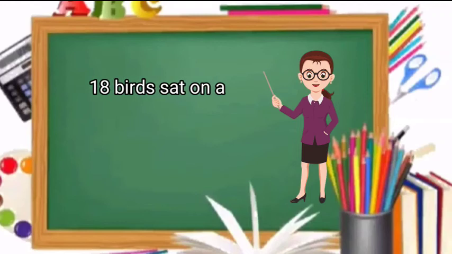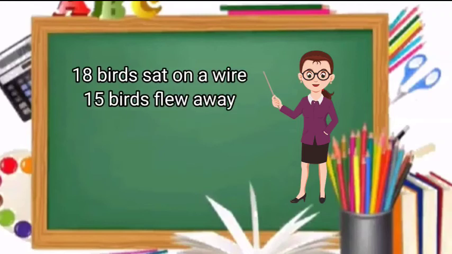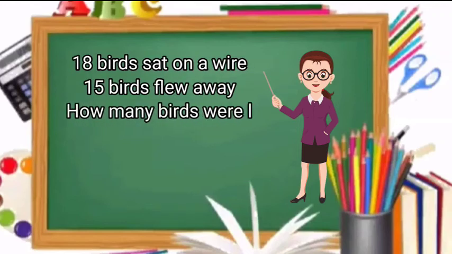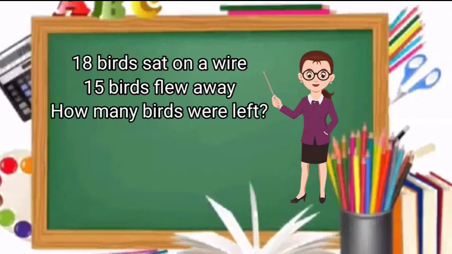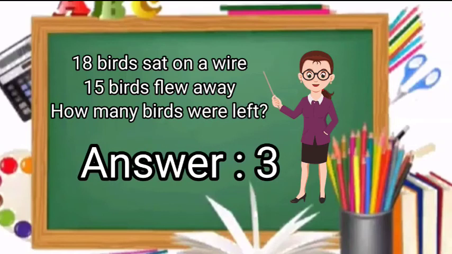Now, let's try to answer this activity. 18 birds sat on a wire. 15 birds flew away. How many birds were left? The answer is 3.